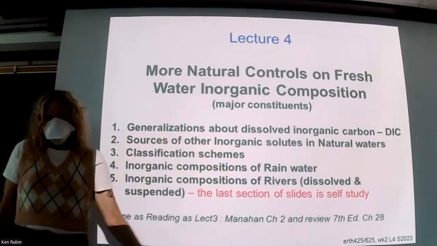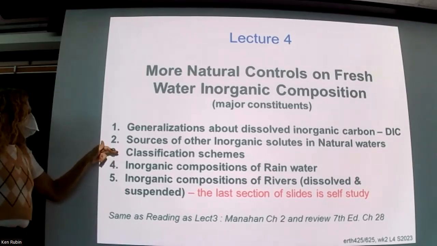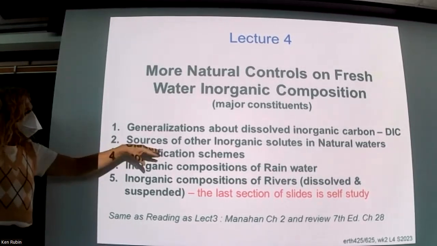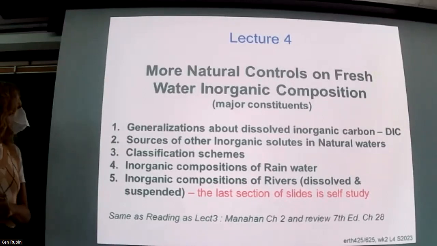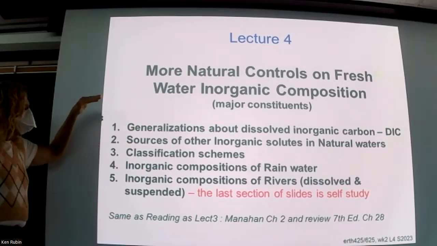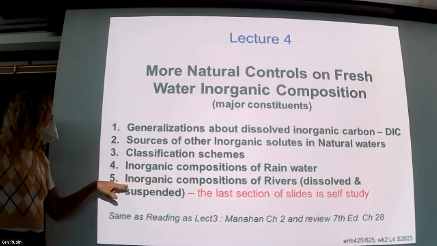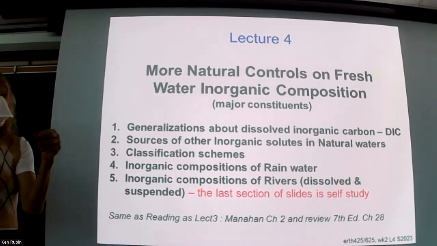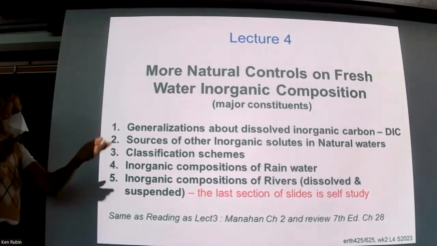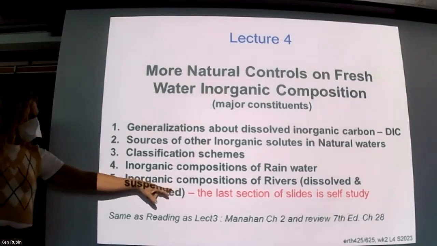Then we'll talk a little bit about how other salts get into waters. And then we're going to spend the rest of the time talking about more specific applications. So a little bit about classification schemes of natural waters, primarily on the basis of these kinds of things. And then we'll talk a little bit about rainwater and a little bit about river water. Some of the slides at the end are just some specific stuff about individual elements that we probably won't have time to go through today. It's a little bit more detail about the sodium and chloride and the sulfate and so forth. So if we don't get to it, I'll just ask you to read it on your own.